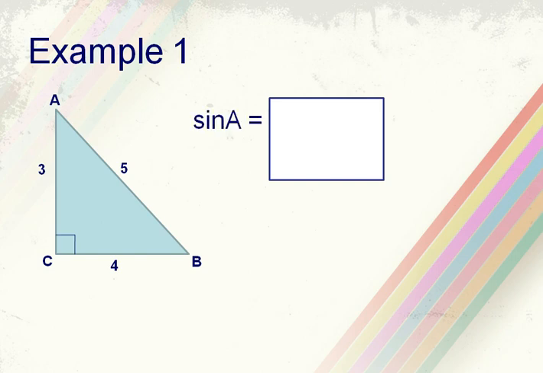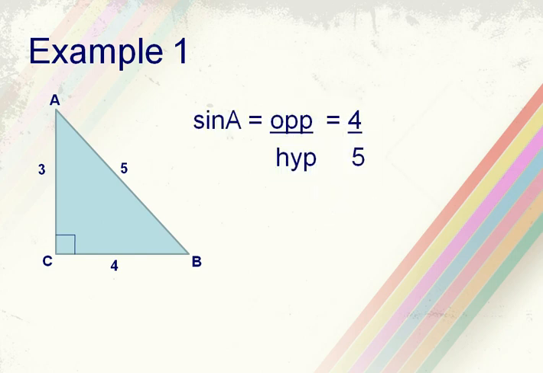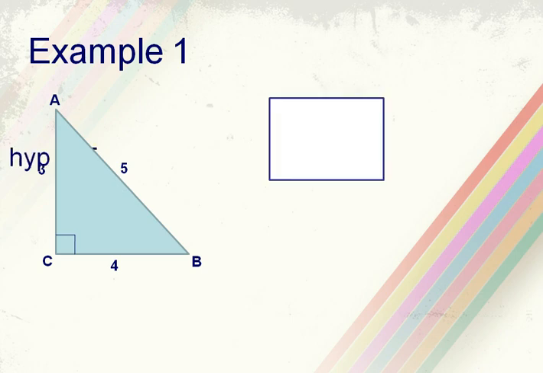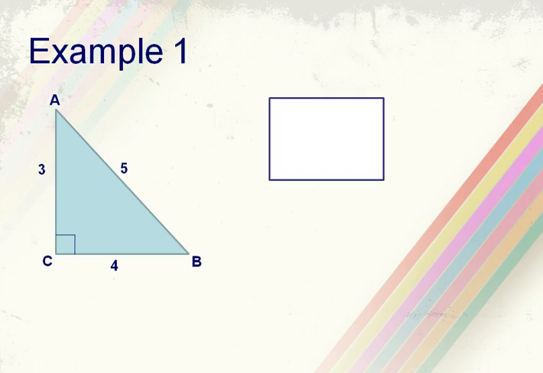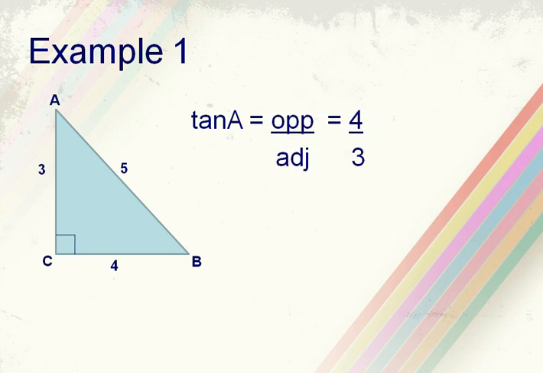Sine, as we said, is opposite over hypotenuse, and in this case that would be 4 divided by 5. The next ratio is cosine. The cosine of A is the adjacent divided by the hypotenuse, which is 3 over 5. And we had the tangent of A, which is the opposite divided by the adjacent, 4 over 3.